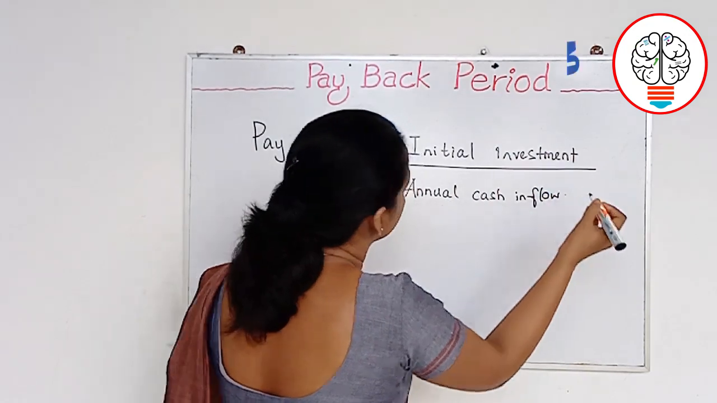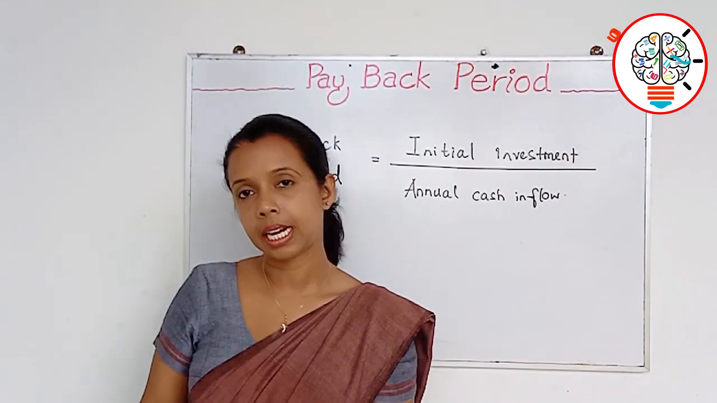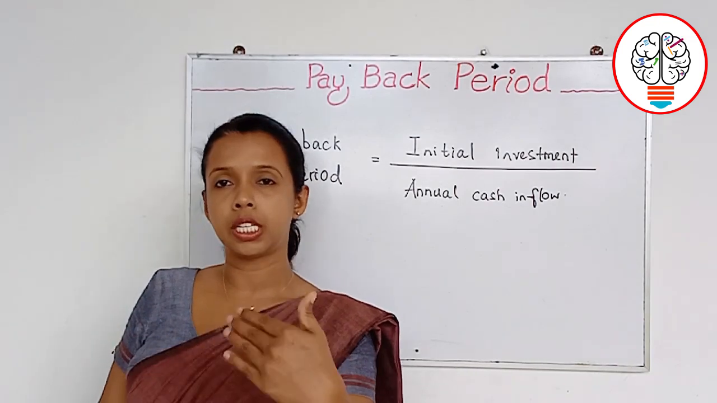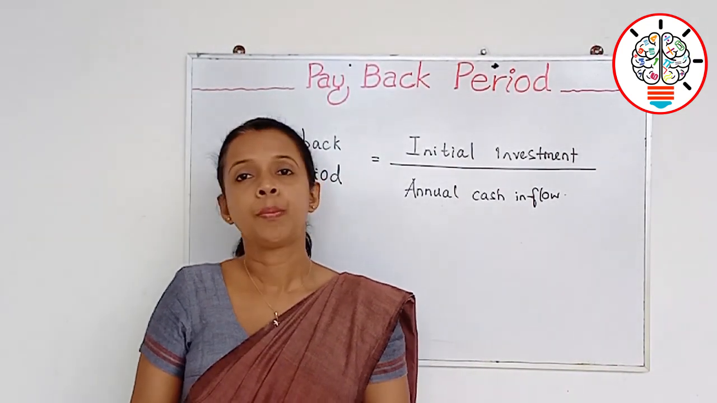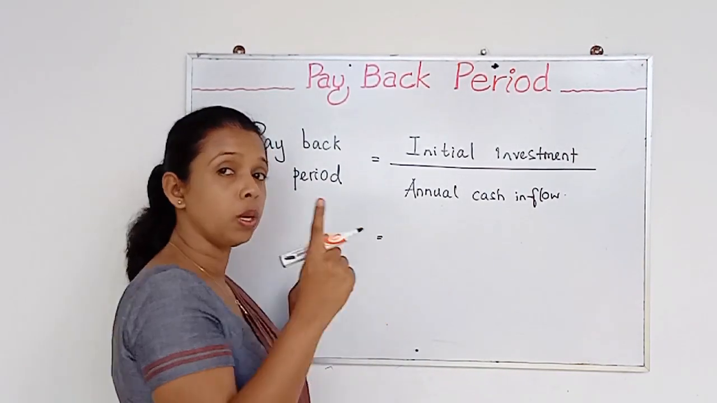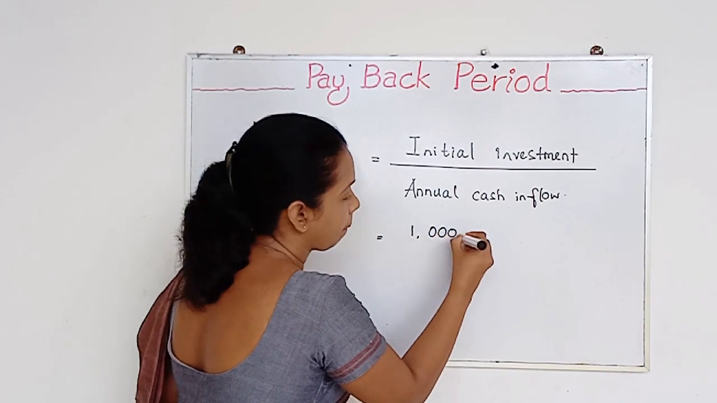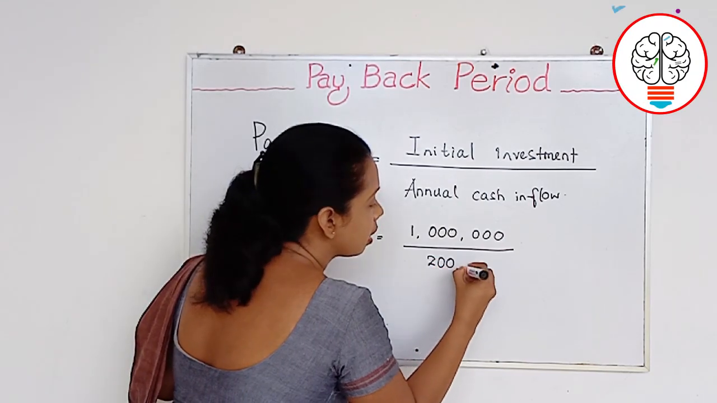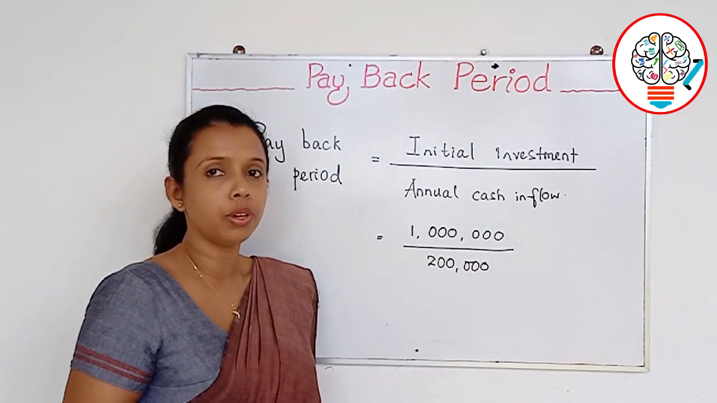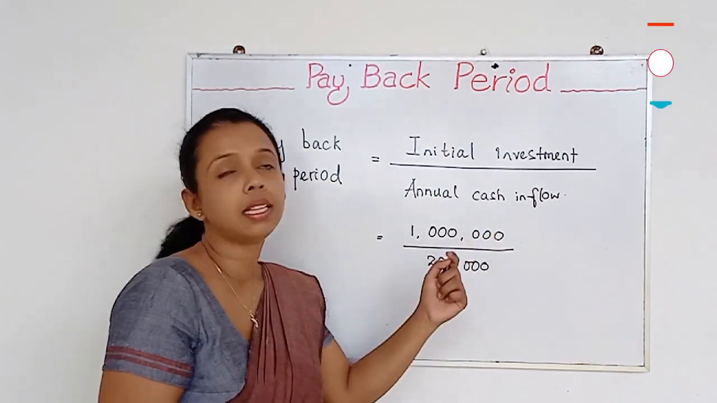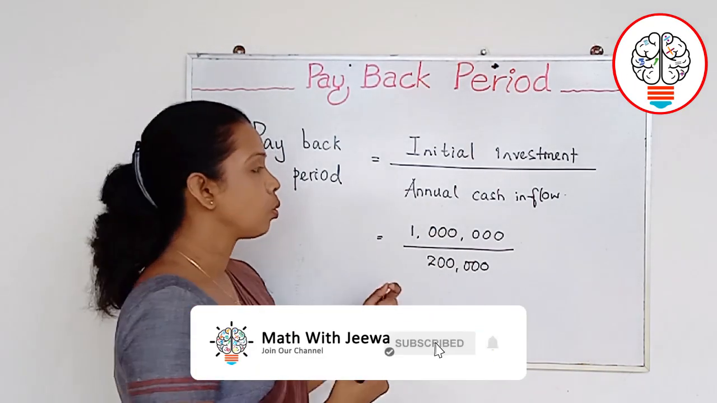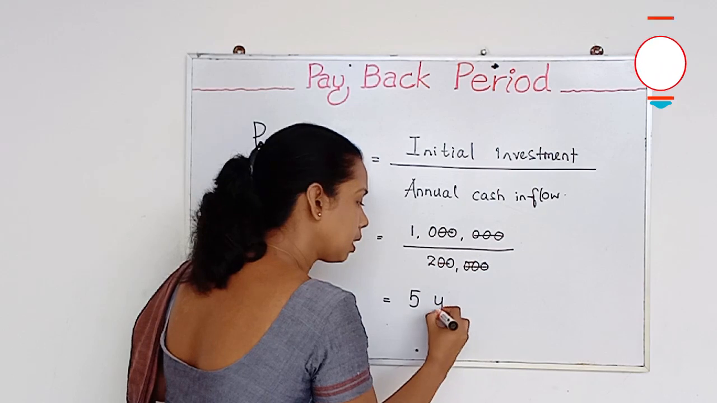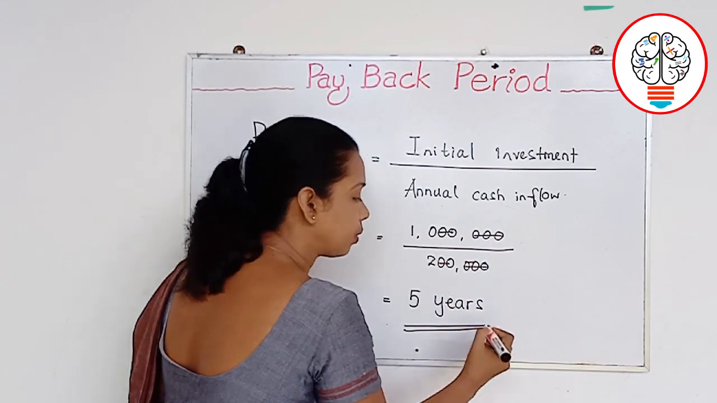For an example, there is a project. You want to invest, let's say, 1 million, and you are expected to receive 200,000 net cash inflow each year for the next 7 years. Now, your initial investment will be 1 million, and each year you are expected to receive 200,000. That's your annual cash inflow. Now tell me, how do you calculate the payback period? You take the initial investment and divide it by 200,000, the annual cash inflow. Now what happened? 5 years.